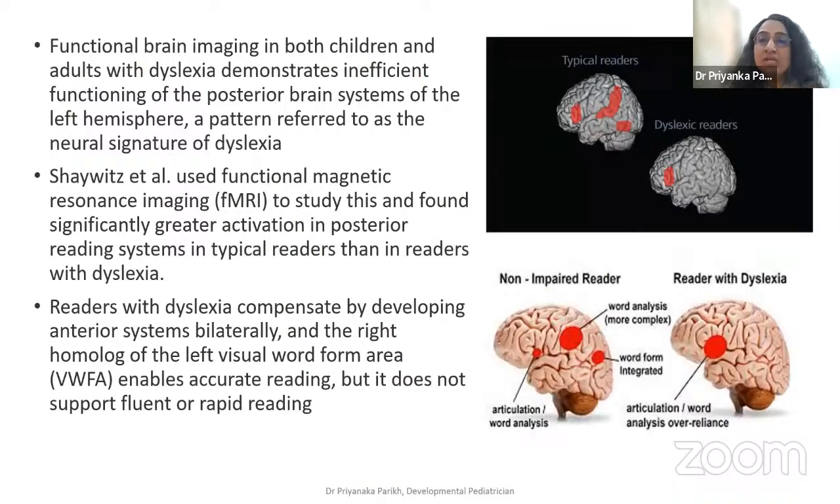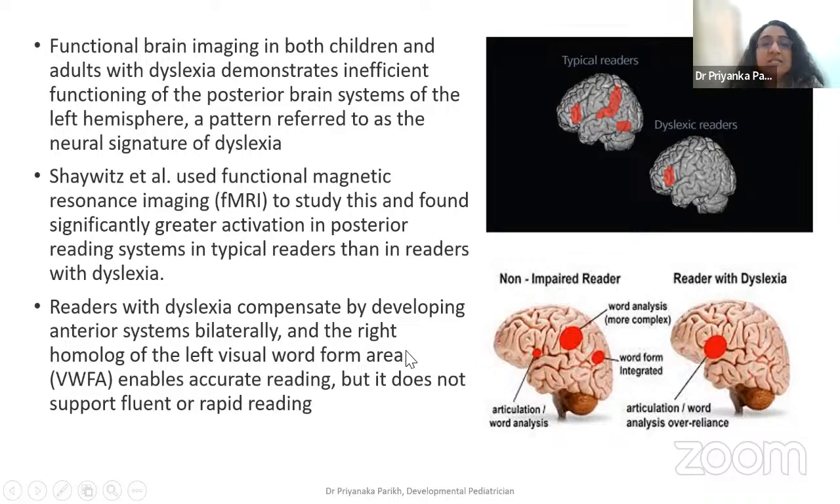So let's look at what happens in typical readers versus the readers with dyslexia. There have been many functional brain imaging studies which have been done, and these studies have shown an inefficient functioning of the posterior brain systems of the left hemisphere, which has been called a neural signature of dyslexia. And what Shaywitz has found using functional MRI studies is that in typical readers, generally there is a greater activation in the posterior reading systems compared to the readers with dyslexia, where we are not seeing that activation.